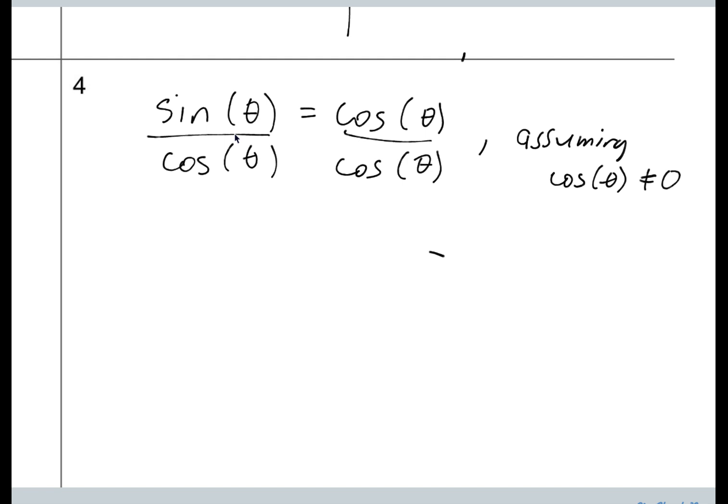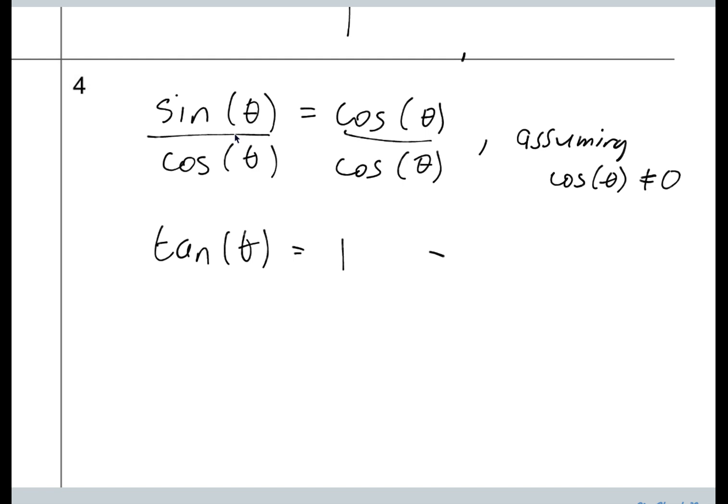Assuming cos theta does not equal 0, then we have sine on cos equaling 1. If you originally thought it, then you were right, weren't you? If you have a look at your table of values now, what angle would theta hat be for tan theta hat equals 1?